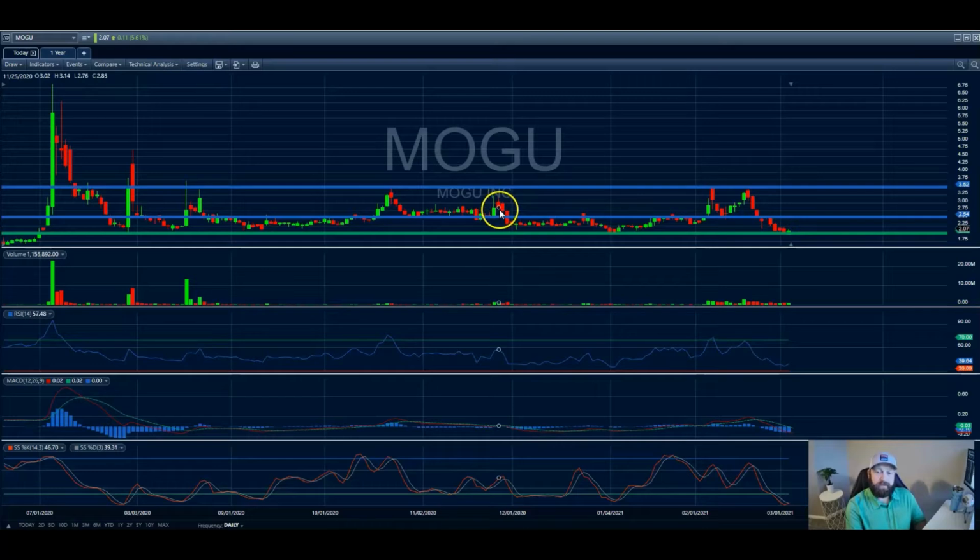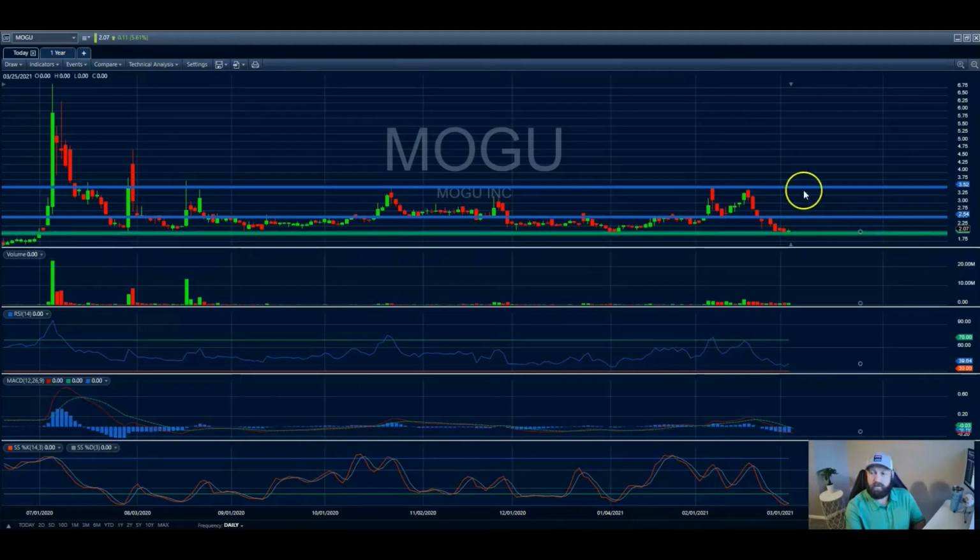So I actually haven't played this setup in quite some time. This setup is an oversold bounce setup. You can see that we had 8 straight red days in a row, which brought us right down to support at $2. You can see it bounced here, here, here, here, and here off of this $2 line.